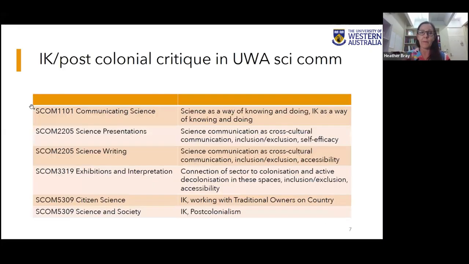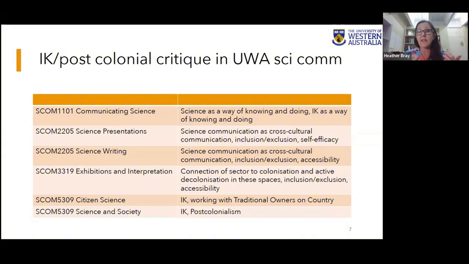Next slide, please. So there's a lot of detail on this slide, but what I'm really trying to communicate here is that it's not one unit that I'm offering up. I'm trying to embed this in the curriculum throughout year levels 1 to 5, and that I'm scaffolding it. In the first year, we really just introduce science as a way of knowing and also introduce Indigenous knowledges. In the second year units, I'm really focusing on cross-cultural communication and allowing the diverse students in my classroom to feel that they have an authentic voice, even if they don't look like the stereotype science communicator who in Australia is usually an older white man.